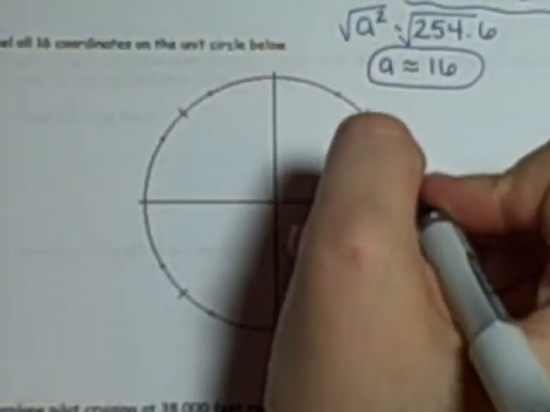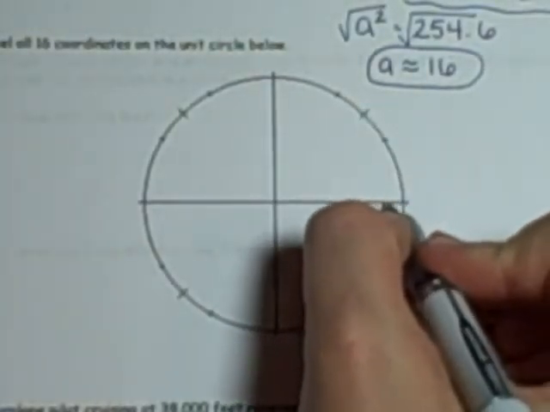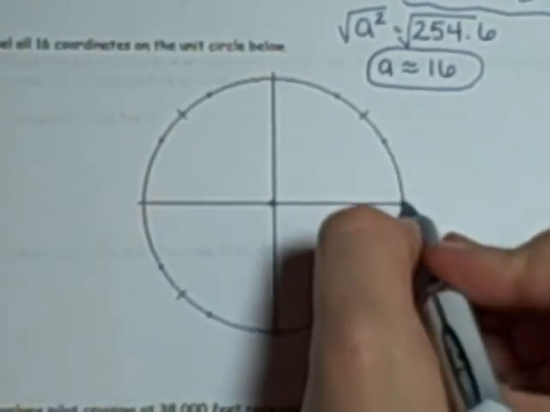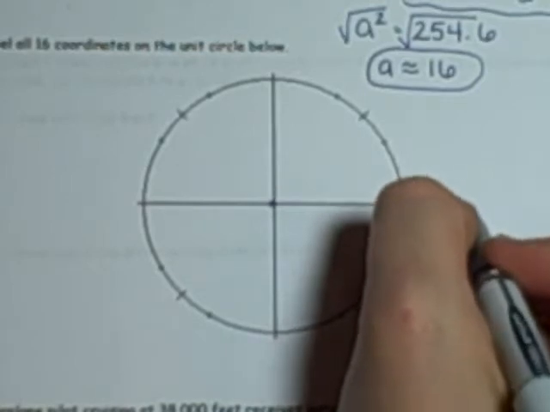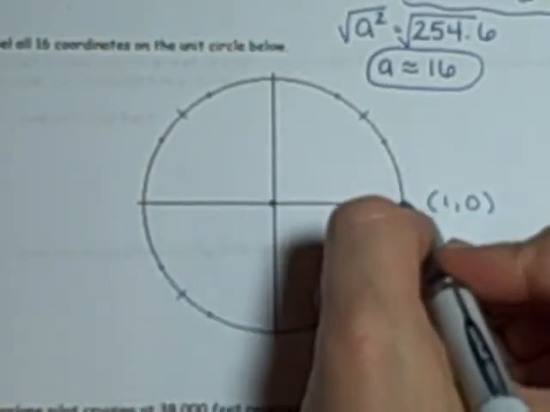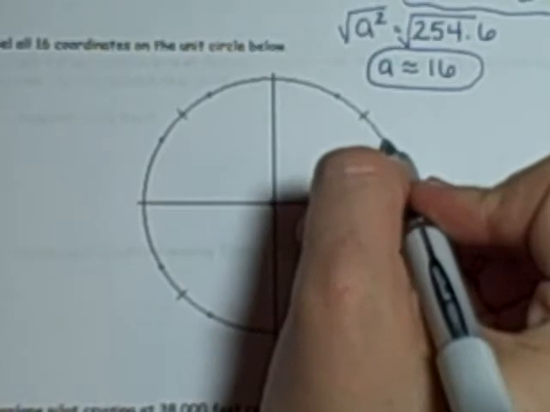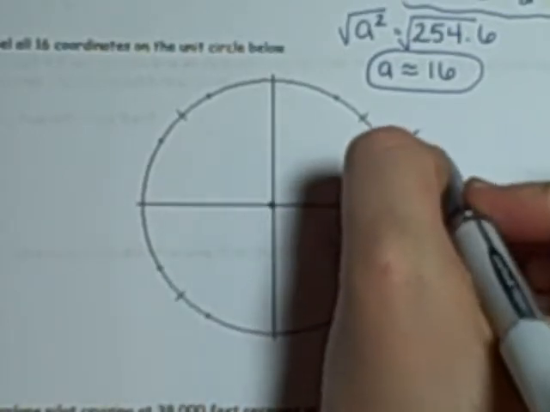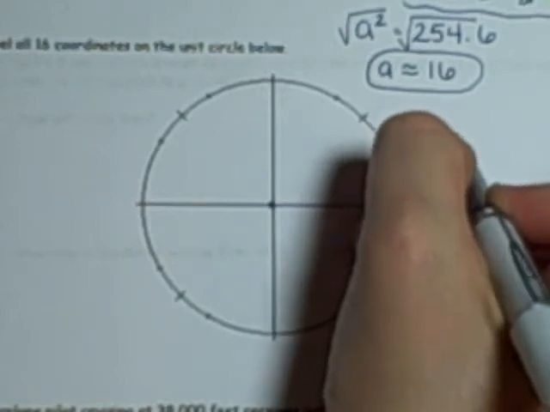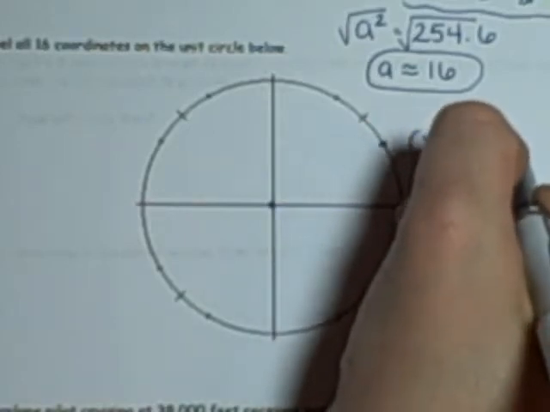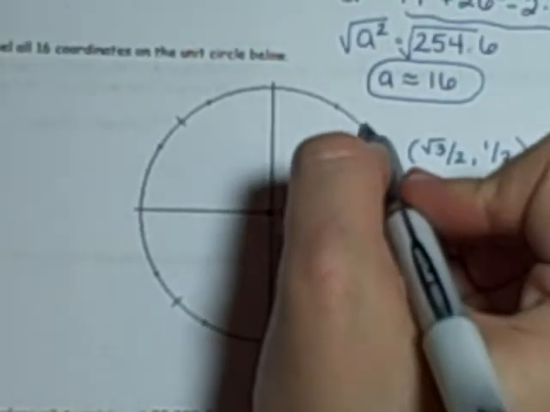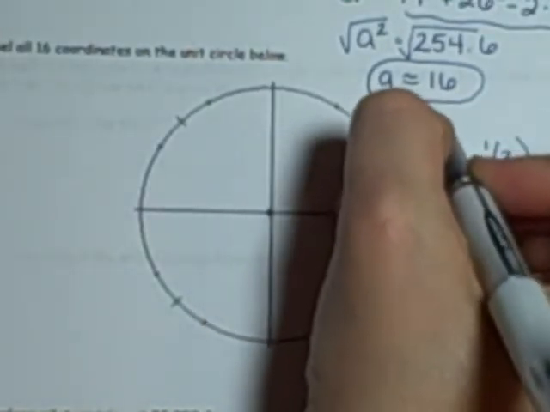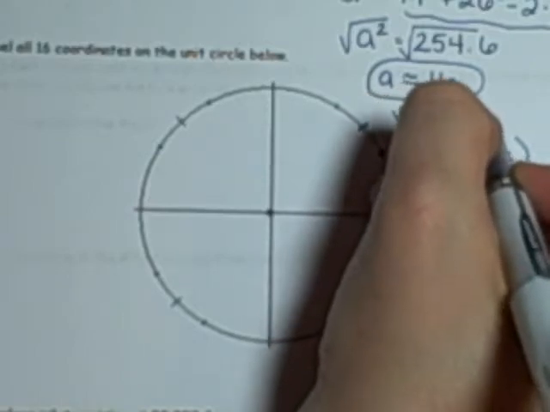I will get you started in the first quadrant. First of all, right here at 0, 0, or I'm sorry, this is 0, 0. This next one here, this would be 1, 0, because I moved 1 to the right and 0 up and down. This here is my 30-degree mark. And so my coordinates there are square root of 3 over 2 and 1/2. This middle one, that's 45 degrees. So my coordinates there are square root of 2 over 2 and square root of 2 over 2.